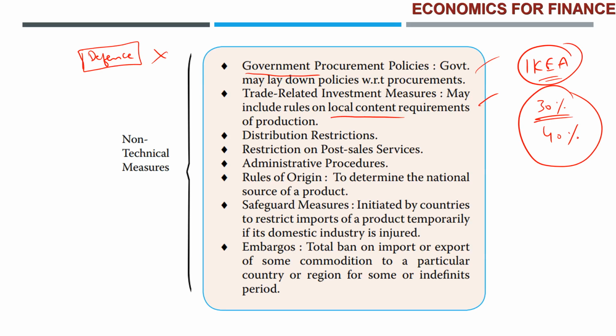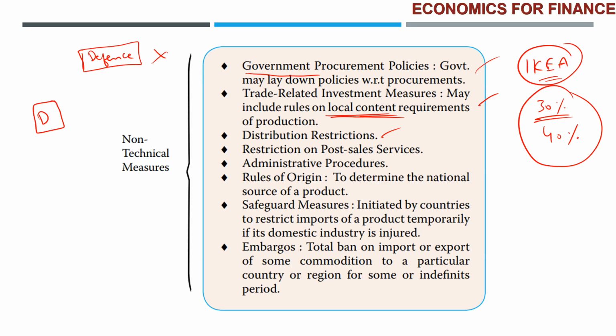Not only for them, even for Walmart, a certain percentage of procurement they have to do from the domestic market. They cannot import everything and sell here. No. A certain percentage they have to take from the local market only. That is a rule. Only on that condition are permissions granted to them for establishing their stores. That's an example of trade-related investment measures.